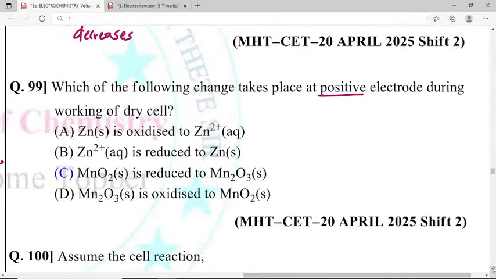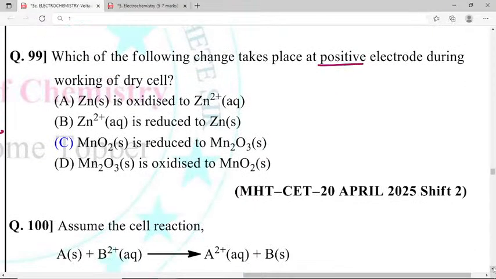Which of the following changes takes place at the positive electrode during the working of the dry cell? The dry cell has MnO2. MnO2 is reduced to Mn2O3. Straightforward question. Positive electrode.